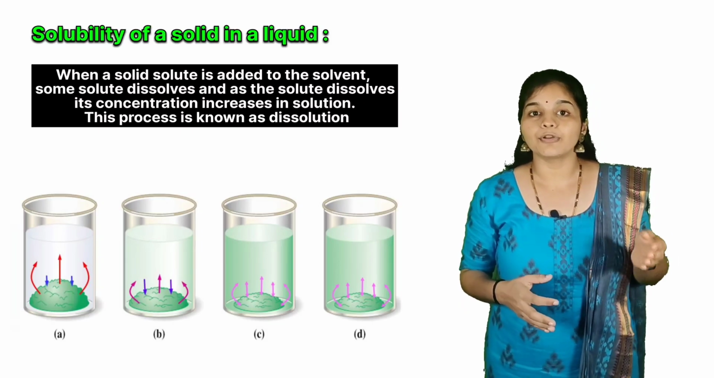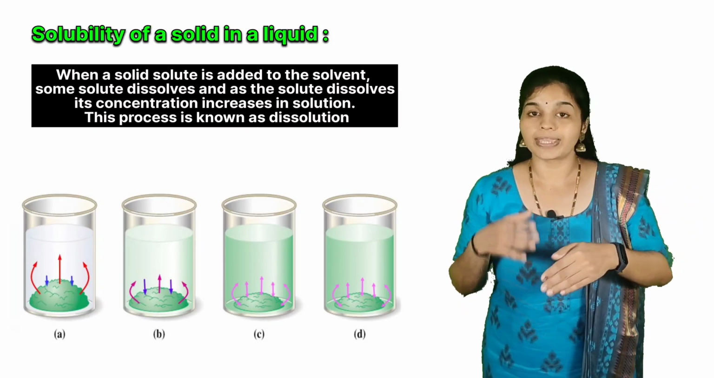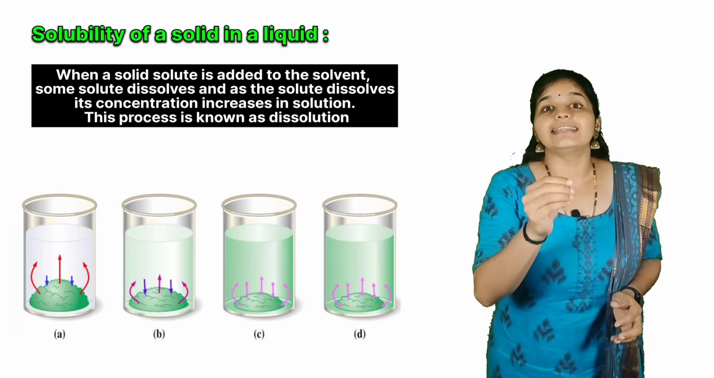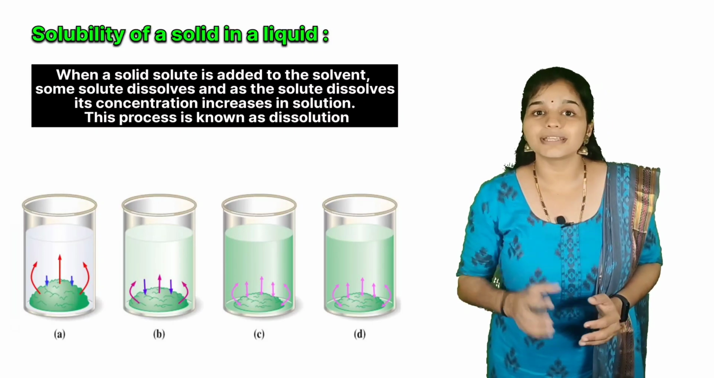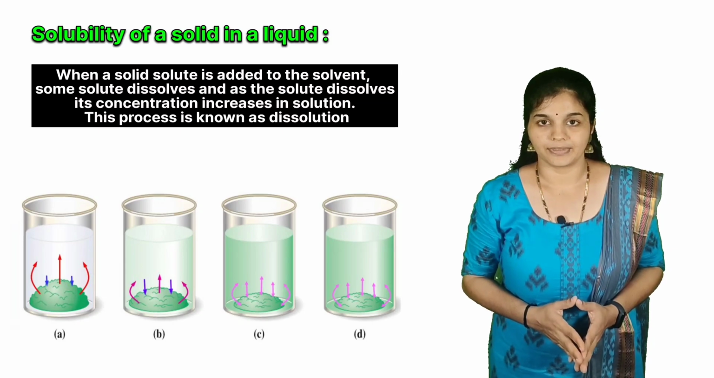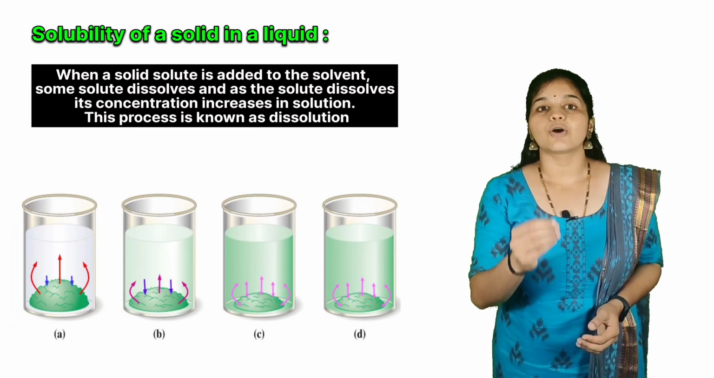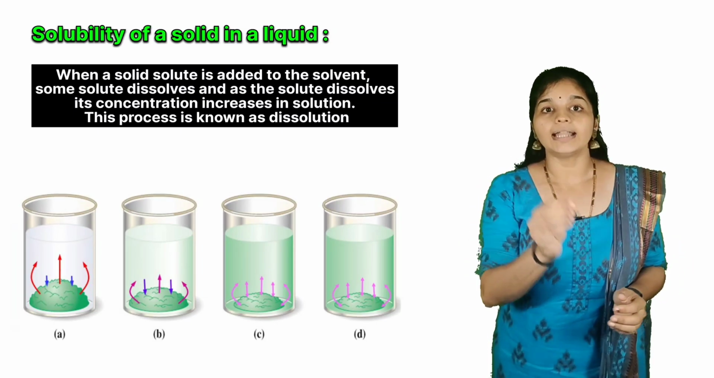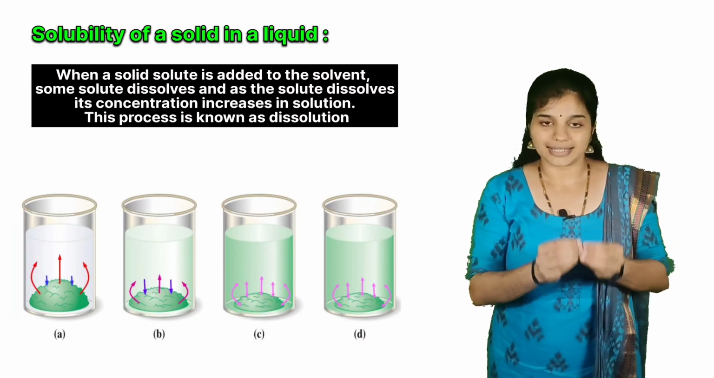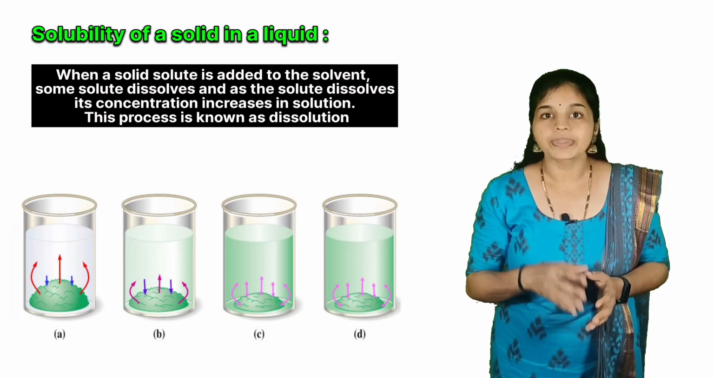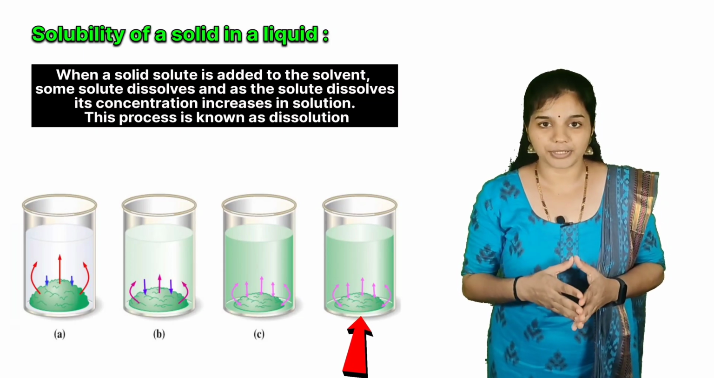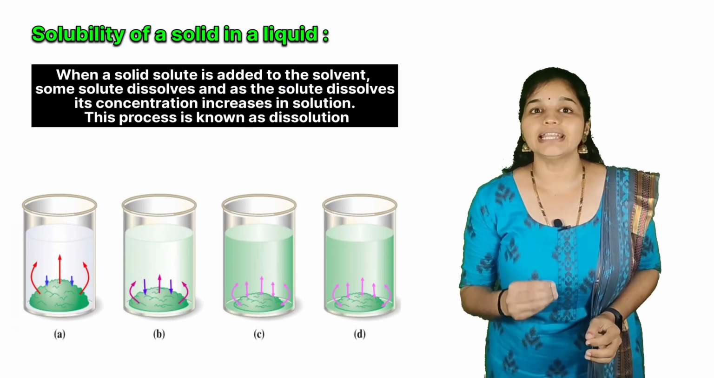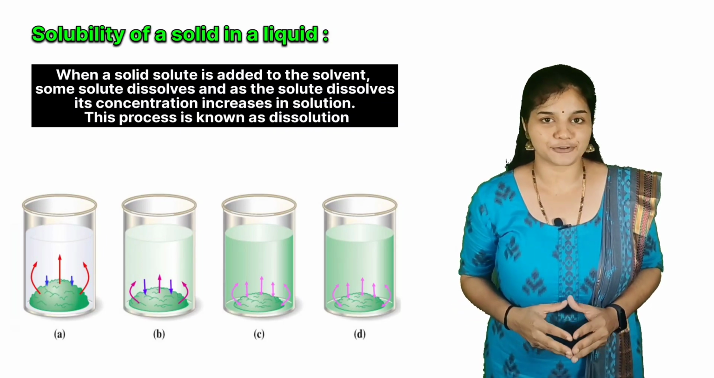At this stage, the number of solute particles going into the solution is equal to the number of solute particles that are separating out of the solution. And this creates a state of dynamic equilibrium in the system. At this equilibrium stage, the concentration of solute in the solution will remain constant under the given condition. That is, at a given temperature and pressure, the concentration of solute at this equilibrium state will remain the same. A similar process takes place when gases are dissolved in liquid solvents.